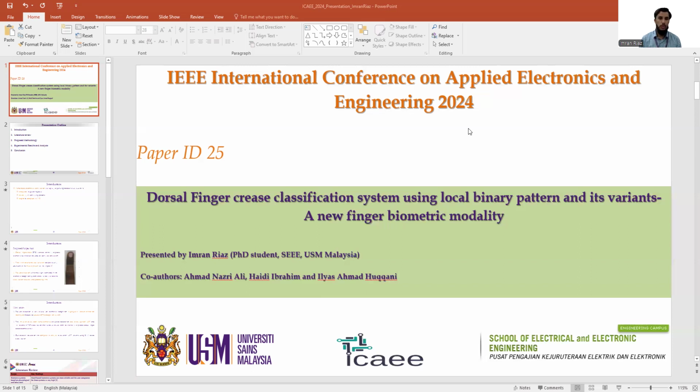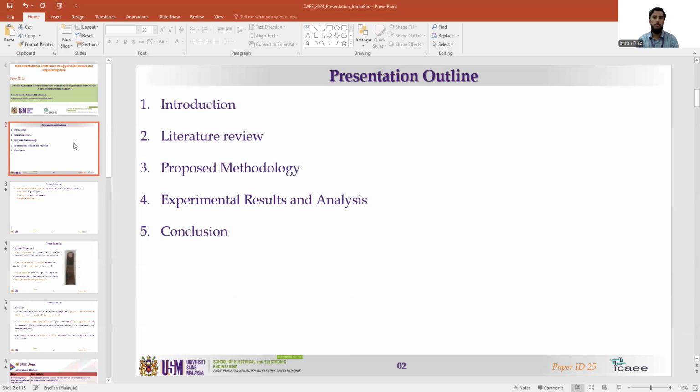My paper presentation title is related to biometrics: a dorsal finger crease classification system using local binary pattern and its different variants. The presentation outline is introduction, the literature review, then I will come to the proposed methodology. After methodology, I will explain the results, give some discussion about the experimental results, and finally I will conclude my presentation.